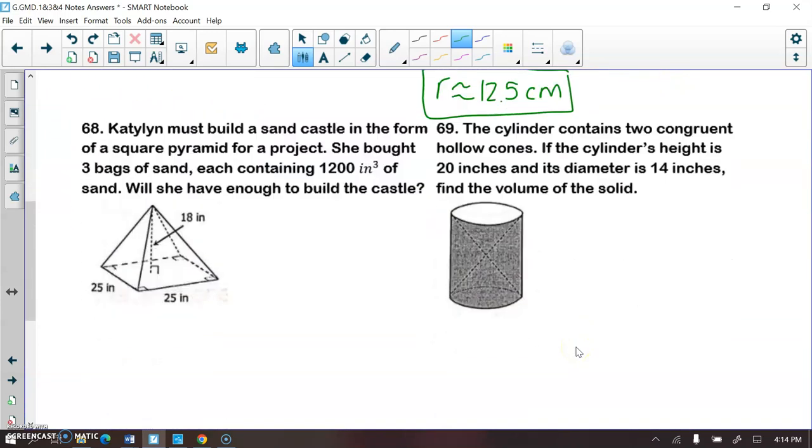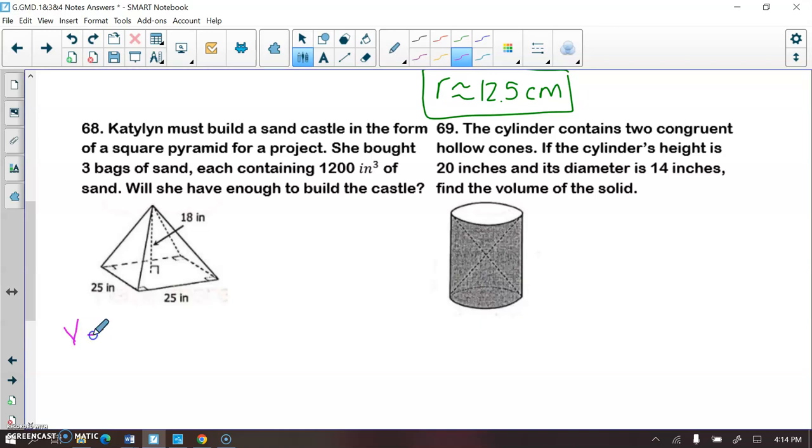Okay, so the next one. Caitlin must build a sandcastle in the form of a square pyramid for a project. She bought 3 bags of sand, each containing 1,200 cubic inches of sand. And will she have enough to build the castle? So we need to find the volume of this pyramid. And so I have the height, I have the side lengths here.